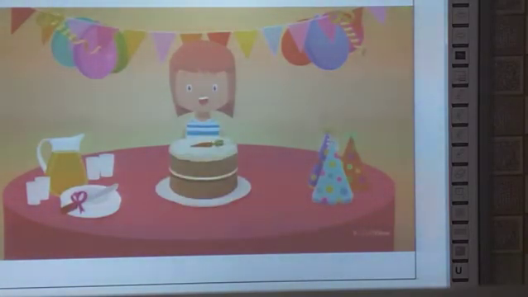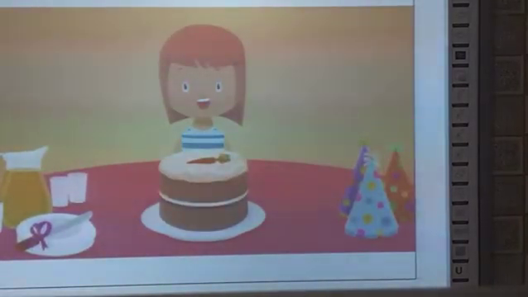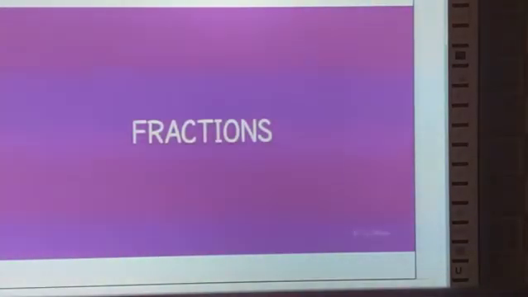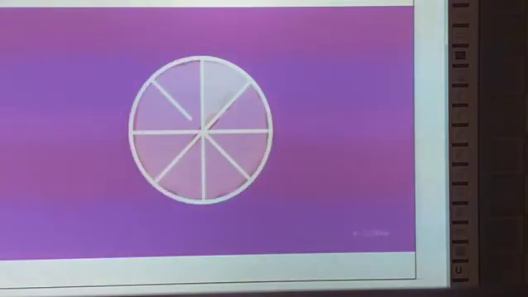This is Lily. It's her birthday today. She has bought an amazing carrot cake for her birthday party to share with her 7 friends. Lily wants to share her birthday cake equally, so it's fair for everyone. But how can she do this? By using fractions. But what is a fraction? A fraction is an equal part of a whole.